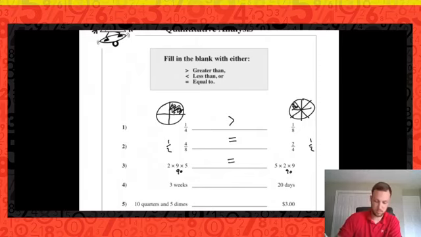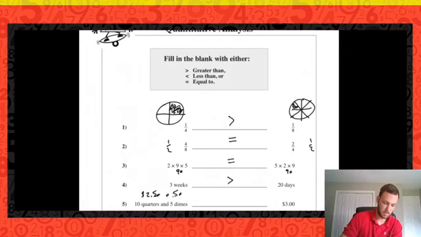3 weeks is how many days? Yeah, very good, 21, so it's greater. And number 5, 10 quarters and 5 dimes is comparatively what when we're looking at $3? 10 quarters is $2.50. 5 dimes is 50 cents.